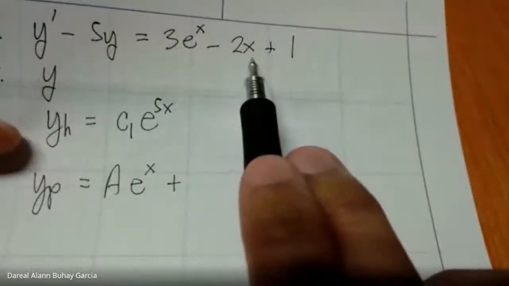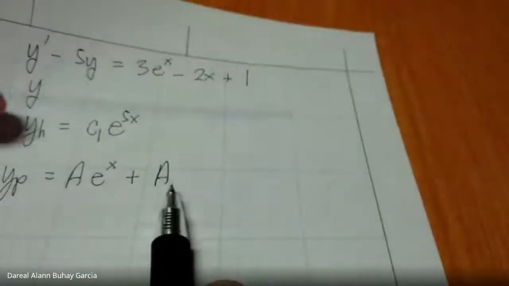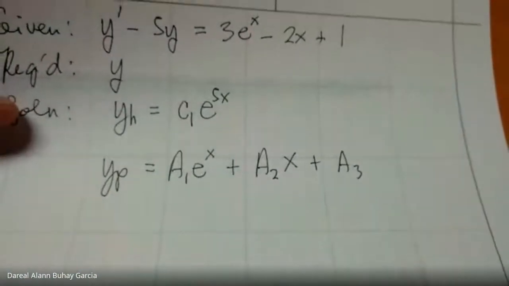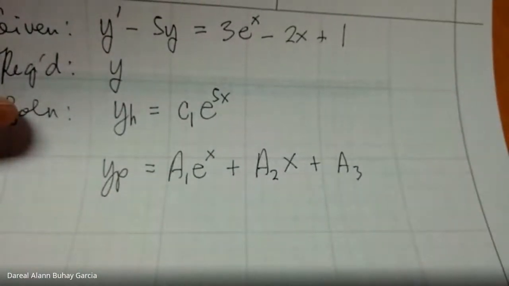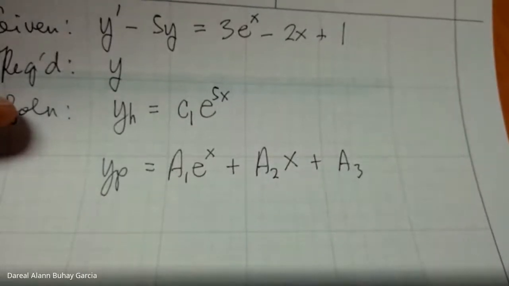So this is a polynomial function of first degree. The assumed solution for first degree is a sub 1 times x plus a sub 2. So we rename the first one as a sub 1, and the polynomial part becomes a sub 2 x plus a sub 3. So that is the assumed solution for the exponential function and the polynomial function. Okay?